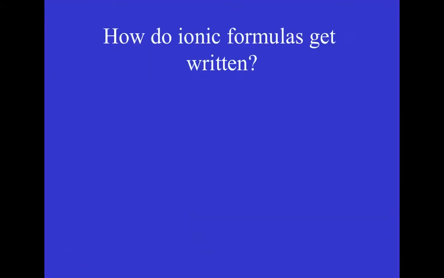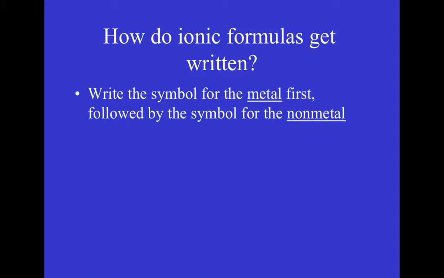Alright, so with ionic formulas, how do I write them? Well, there are a couple of rules. First of all, I always write the symbol for the metal first, followed by the symbol for the nonmetal. For our example, we're going to be using magnesium and chlorine. So I would write the Mg first and the Cl second.